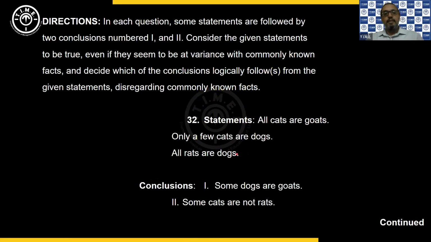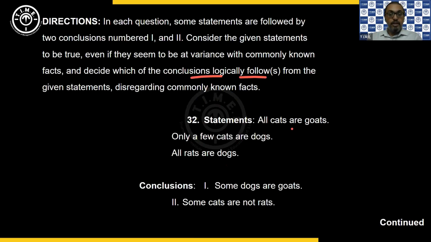Right. Now coming to next, in the directions, in each question, some statements are followed by 2 conclusions numbered 1 and 2. Consider the given statements to be true, even though they seem to be at variance with commonly known facts, and decide which of the conclusions logically follows. So these are syllogisms or deductions. Okay, so let's see this.